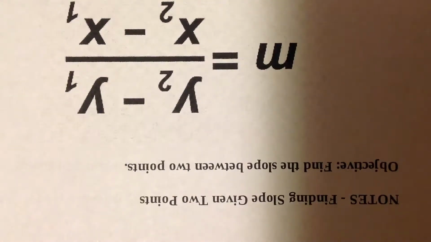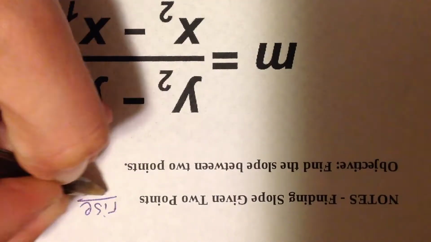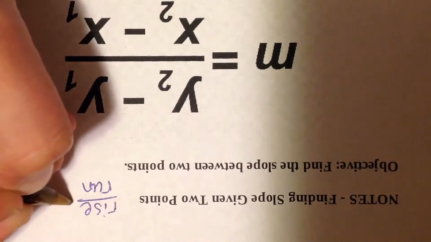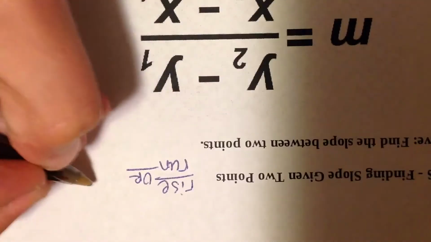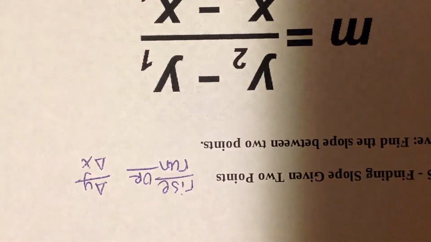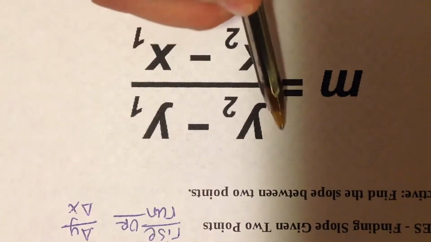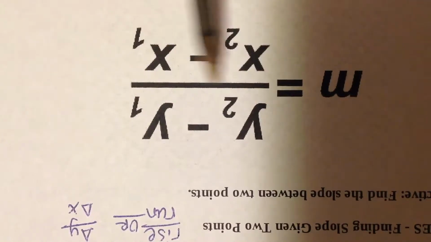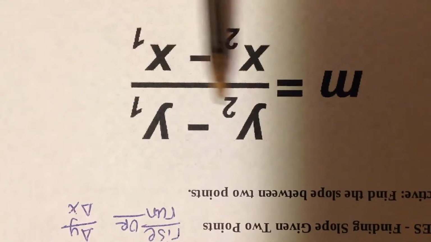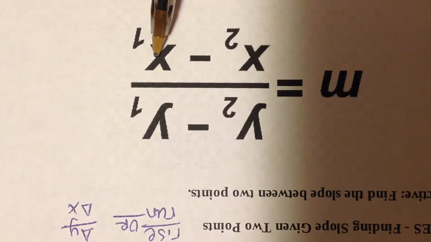Alright, the goal of this lesson is to find the slope given 2 points. Now, slope is defined as rise over run, or your change in y over change in x. Therefore, we have to figure out our change in y divided by our change in x. So notice we take our 2 y values and subtract them on top, and we take our 2 x values and subtract them on the bottom.